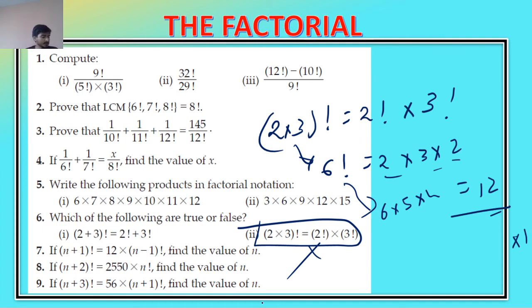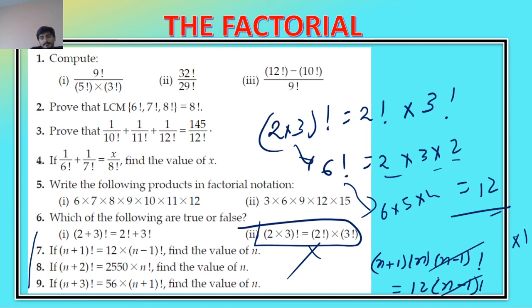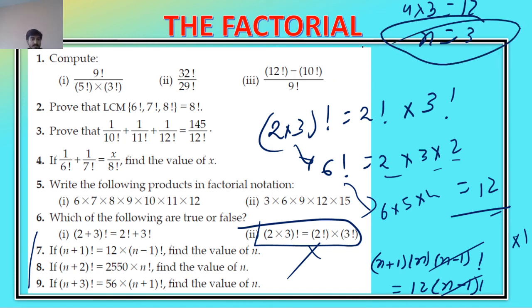Okay, now after that, you can try to solve these problems. So you have the 7th, 8th, 9th problem. n plus 1 factorial equal to 12 into n minus 1 factorial. So n plus 1 factorial, you can write as n plus 1 into n into n minus 1 factorial, is equal to 12 into n minus 1 factorial. So this and this will cancel, so n plus 1 into n is 4 into 3, which is equal to 12, so n is equal to 3. Is it clear? Hope all of you understand this. Okay, then next.